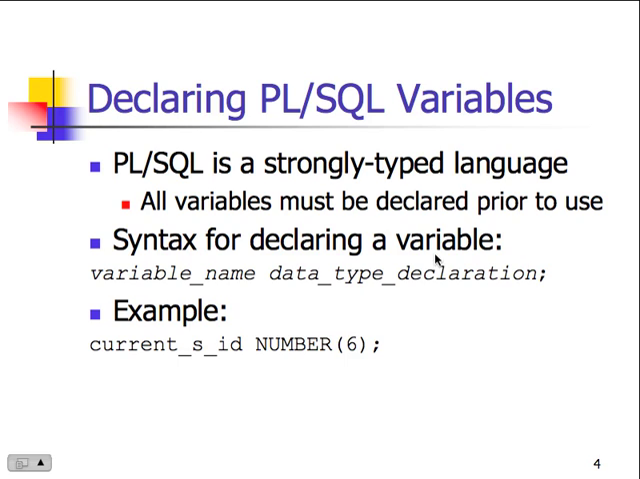And then we have an example here where it says current_S_ID space number 6, which means it's going to be a number of 6. So this is interesting. The data types are the same as your SQL queries. So when you create your table and you give current_S_ID as a column name, a field name in your table, and you say it's number 6, well, if you create a variable using the same format, you've got apples and apples. There's no conversion of data from one data type to another. It is the same data type.